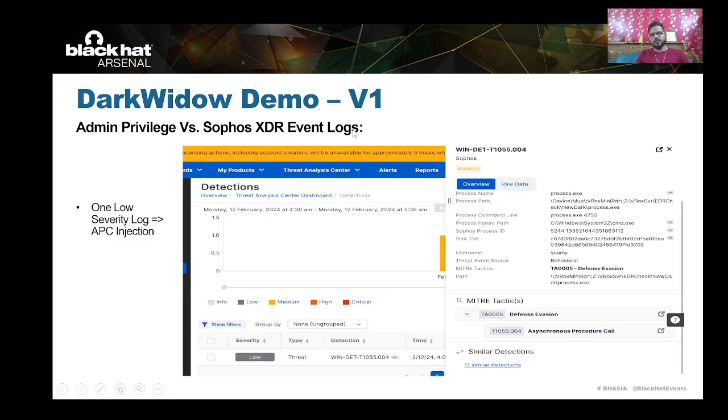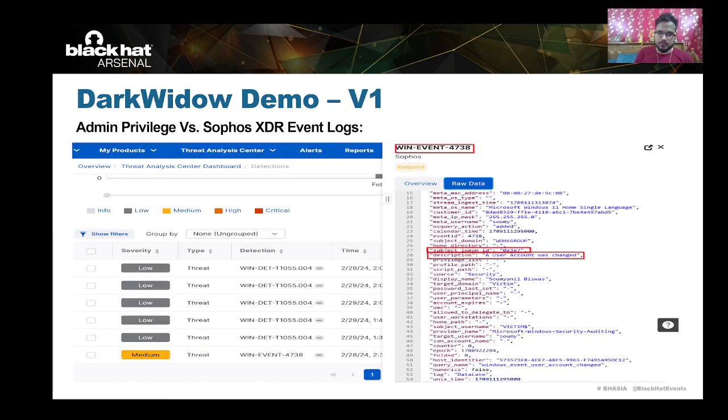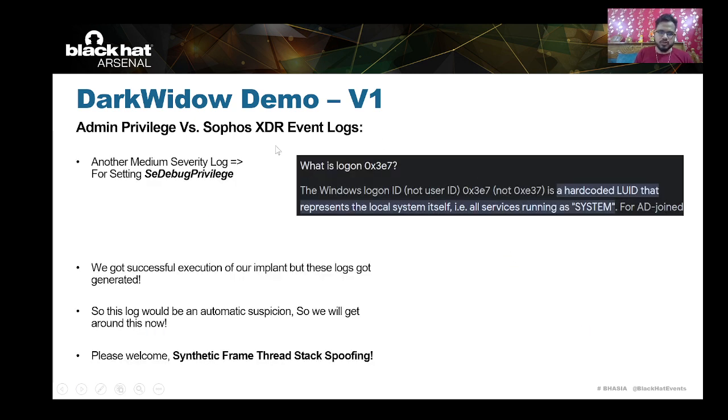So in this case, some event logs are actually created. The first one is the same asynchronous procedure call, which is the low severity, and the second one is the medium severity, which is showing a user account was changed. Subject logon ID 0x3E7, which corresponds to the usage of SeDebugPrivilege. So we got successful execution of our implant, but these logs are creating automatic suspicion. So we have to get around that.